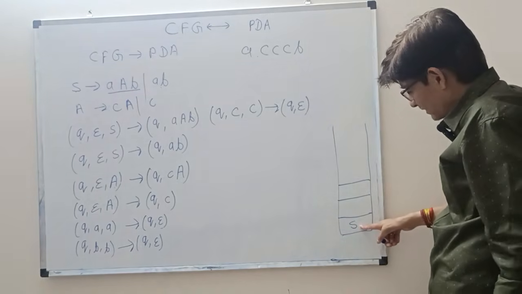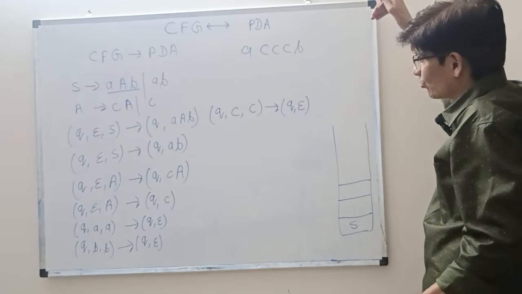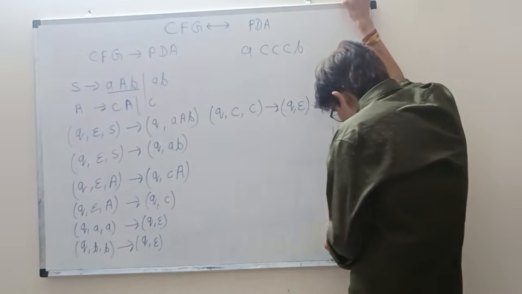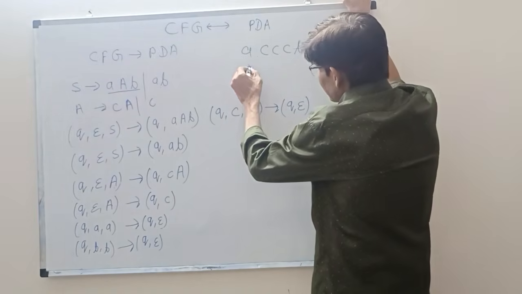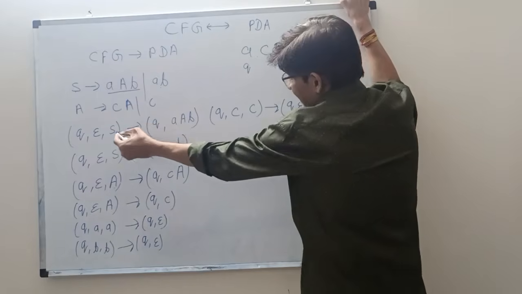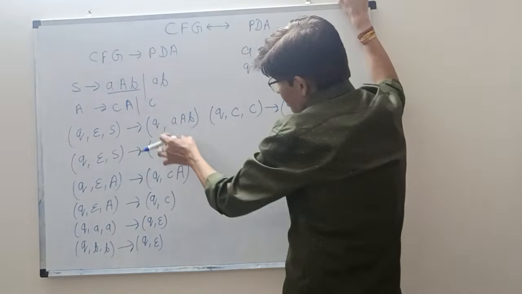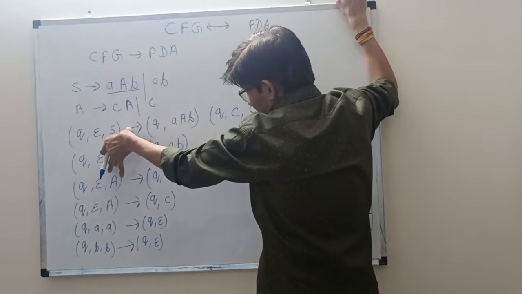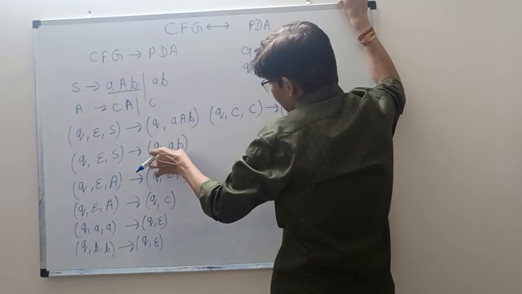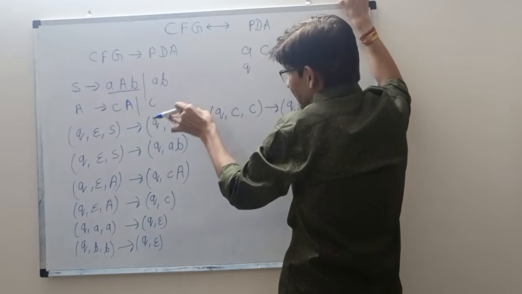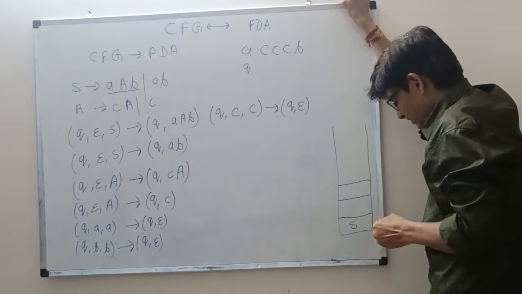So I have put one S into the stack. Now, as S is on the stack top, we will not consume any input. I'm in q, I'm reading epsilon, and stack top is S. With this, we have two choices for this combination. But with this, I cannot generate this string. With this, I can generate this string, so I will use this transition.